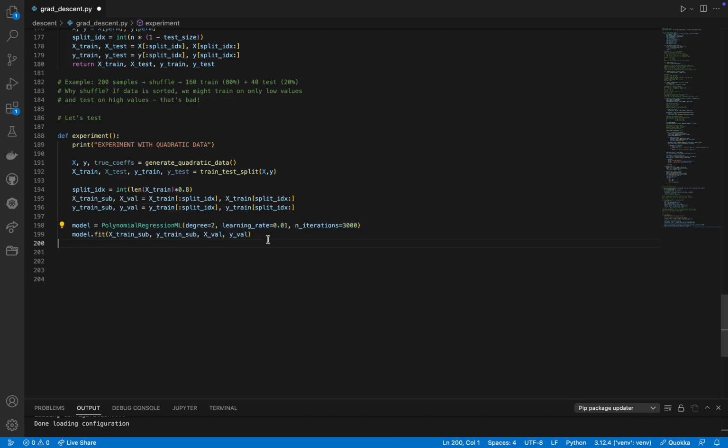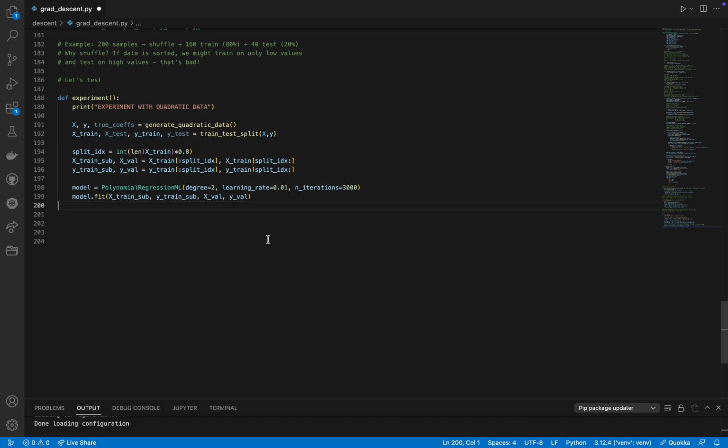Next, we create our model with degree 2, learning rate 0.01 and 3000 iterations, and we call fit with the training subset and validation set. The model trains for 3000 iterations, printing progress every 500 iterations, and we'll see the training loss and validation loss decreasing over time.